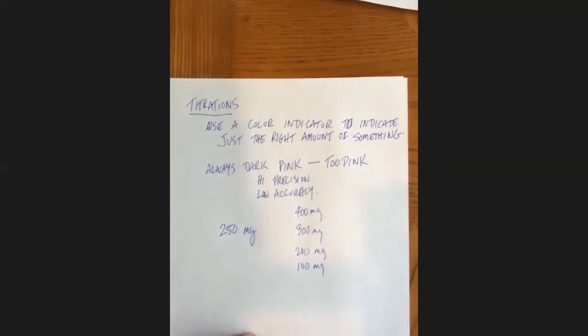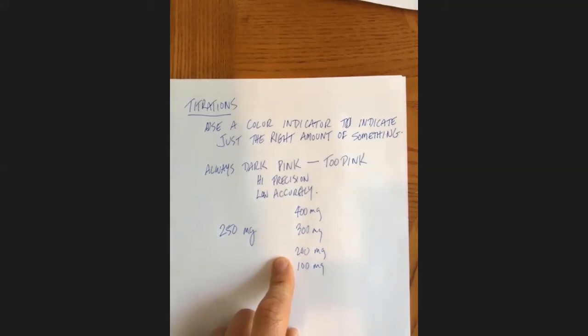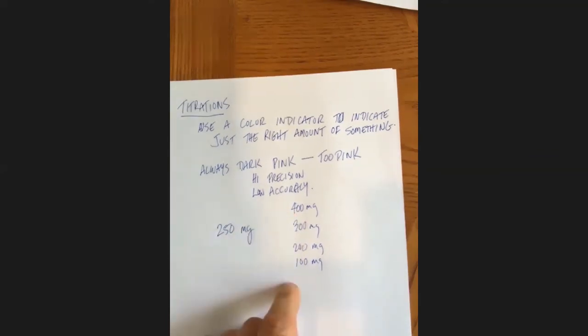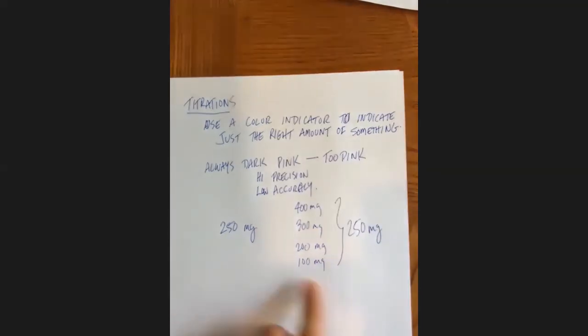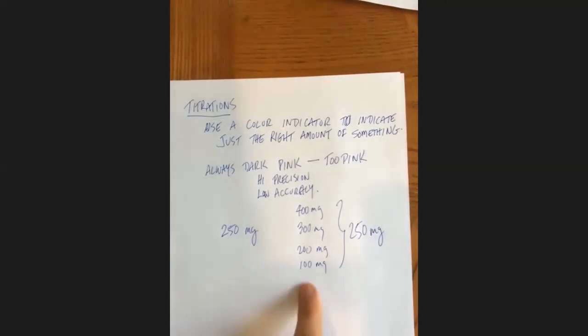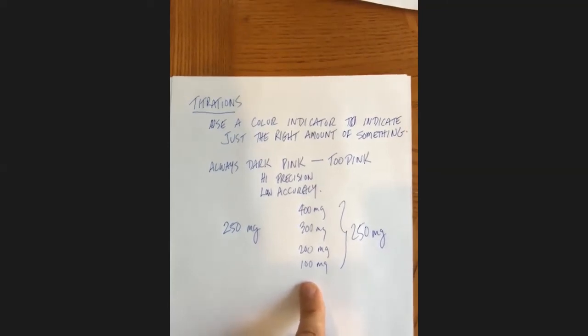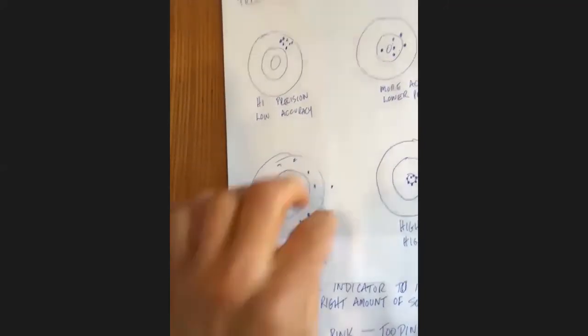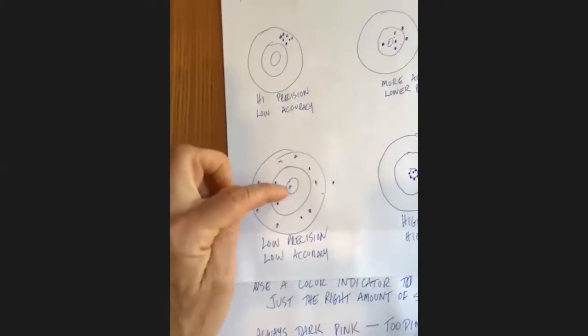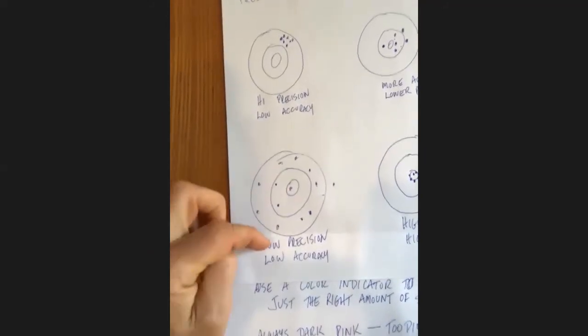100 milligrams. What are we at? That's 4 pills, right? The average of them is 250 milligrams, I think. I got 1,000 milligrams total, so the average is 250 milligrams. But the precision isn't very good, right? Overall, we're on our target here. Overall the average is near the center, but it's low precision and low accuracy.